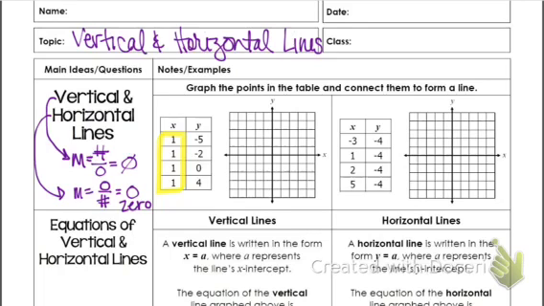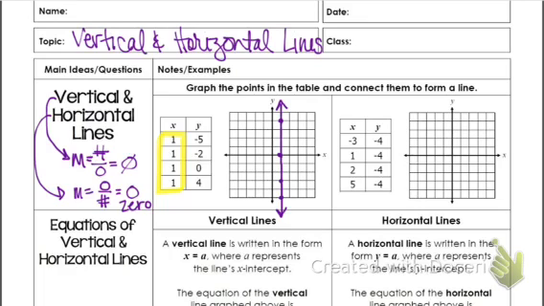So let's go ahead and graph those. Our first point is going right 1 and then down 5. Next point, right 1, down 2. Right 1, 0. Right 1, up 4. And you can see that those points are all in a straight vertical line. So that's what makes it vertical, that those x's are the same.